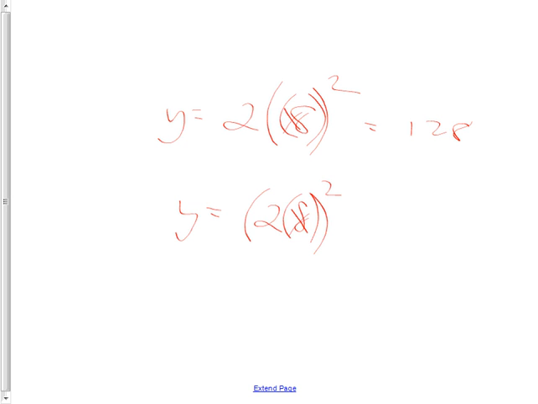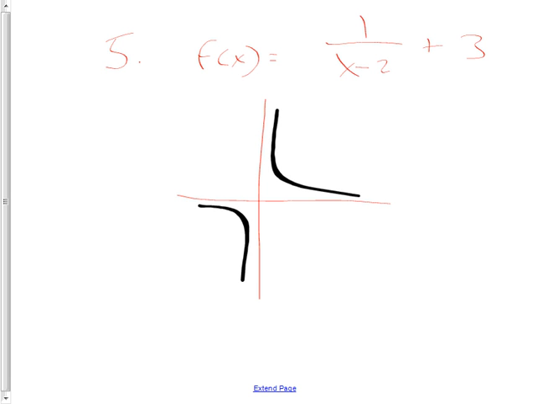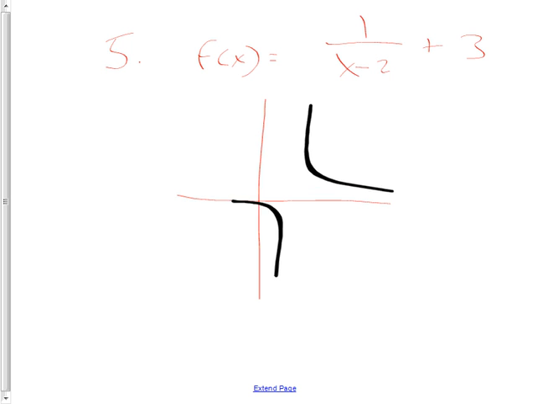Yep, read me number 5. 1 over x minus 2 and then plus 3. All right. Generally, it's this shape. And then I got to move it generally 2 to the right and up 3. Do you get it? Generally it is in this neighborhood. Now take a guess what I'm going to do to find the exact points.